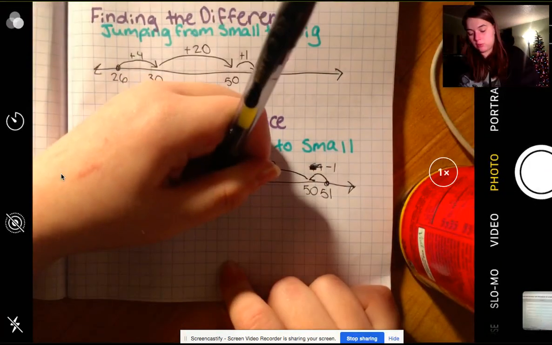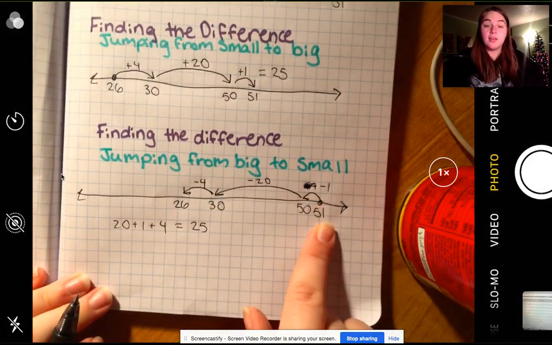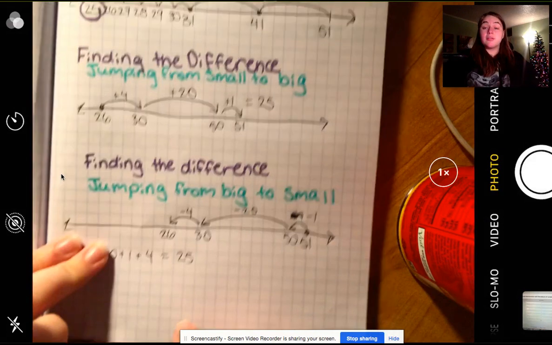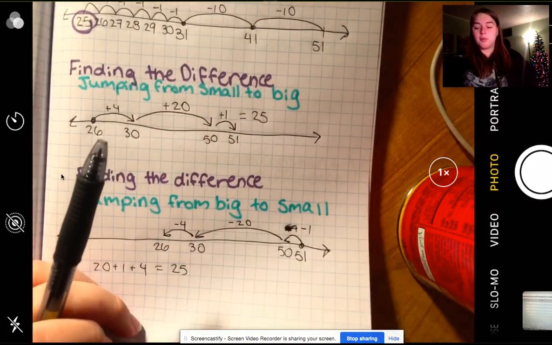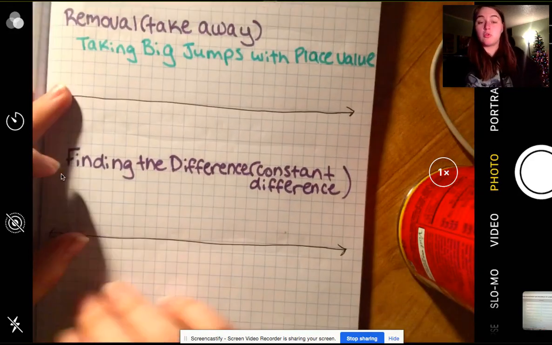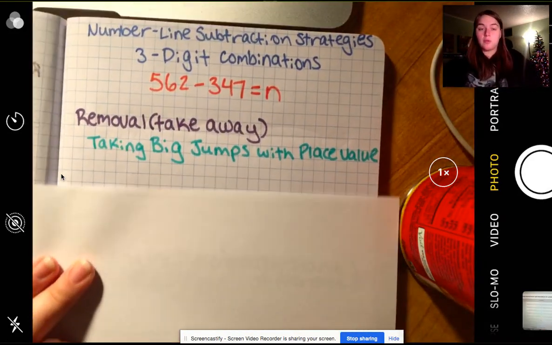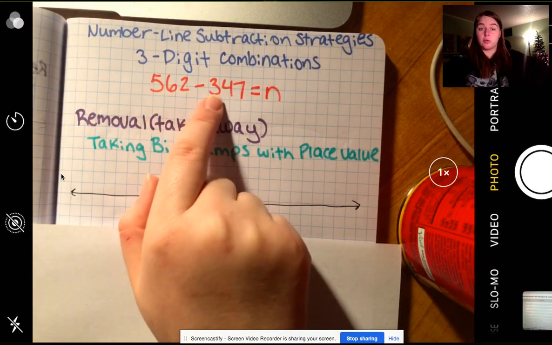And that equals 25, because we can see the distance from 26 to 51 is 25. Now we also practiced a little bit with subtracting 3-digit numbers. So let me review those 2 strategies that we used for that. And I'm going to model solving the problem 562 minus 347.